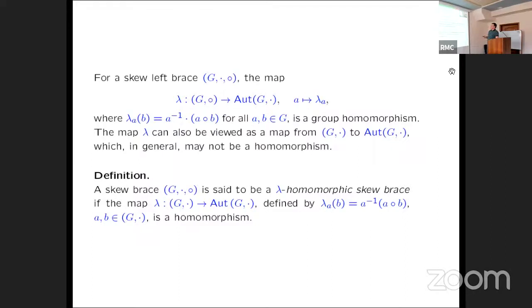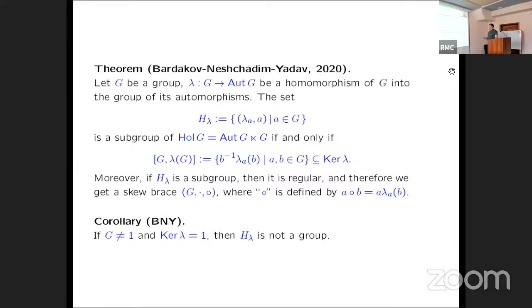Note that if we have a skew left brace, then the map from G with circle to the automorphism group is a group homomorphism. But if we consider lambda as a map from G with dot to the automorphism group with dot, it may not be a homomorphism. And last year we gave the following definition. A skew brace is said to be a lambda homomorphic skew brace if the map defined by the following formula is a homomorphism. And last year we proved the following theorem.